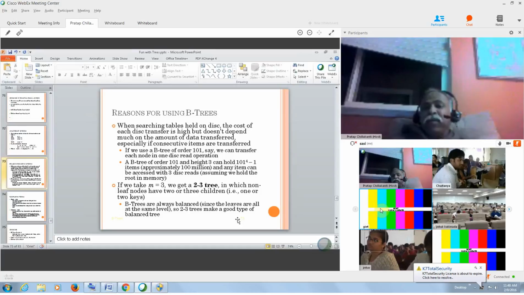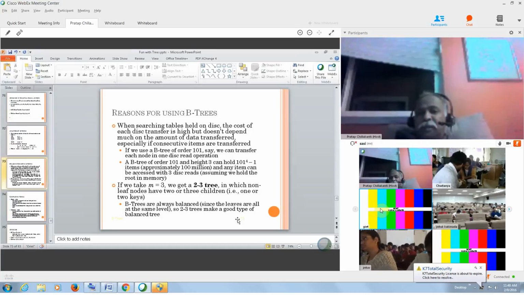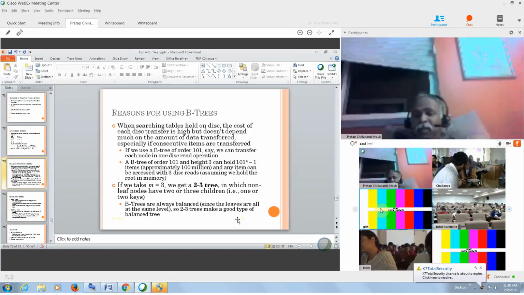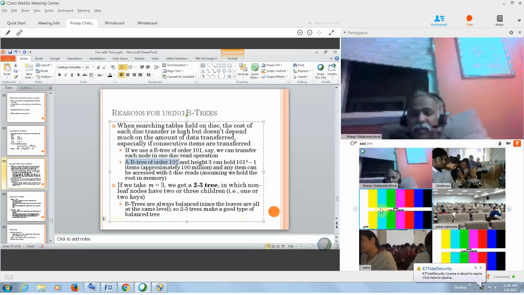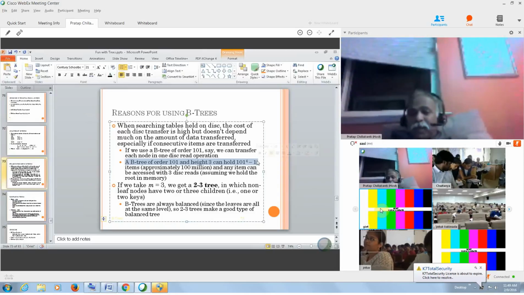We kind of gave the motivation for B trees in the beginning. This is kind of like recapping that one, right? Whenever we want to talk about searching tables held on disk, this bullet is very interesting. I want you to pay attention to this one. A B tree of order 101 and height 3 can hold 101 raised to 4 minus 1. Okay? And you can see the power of it, right?